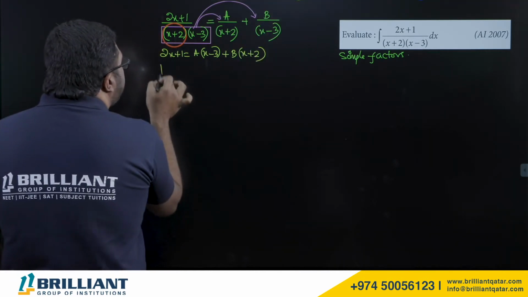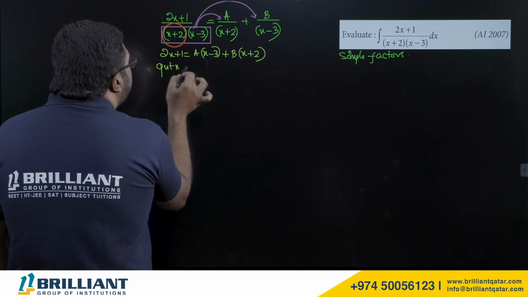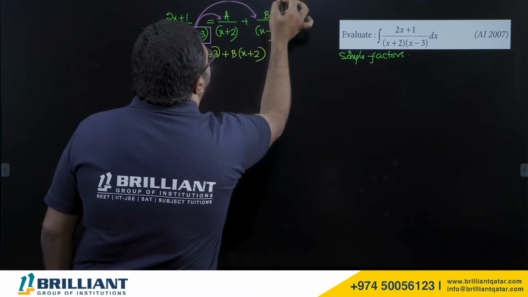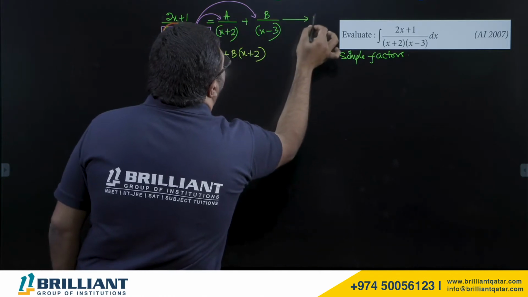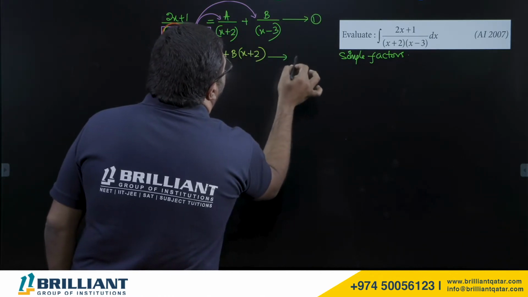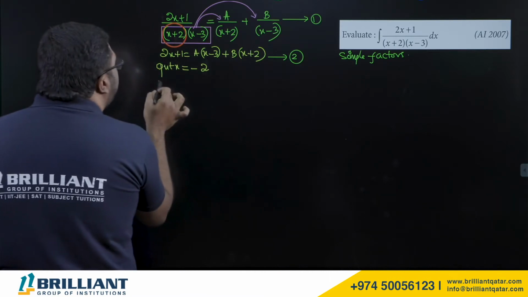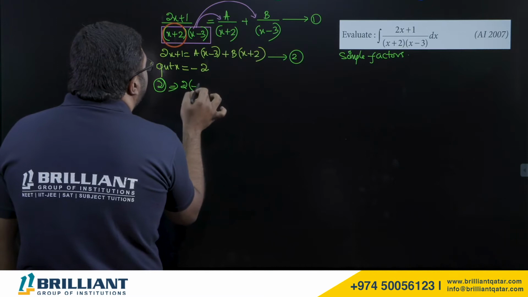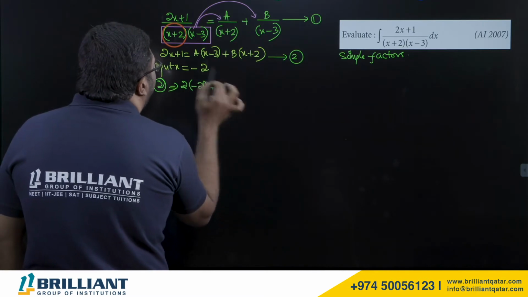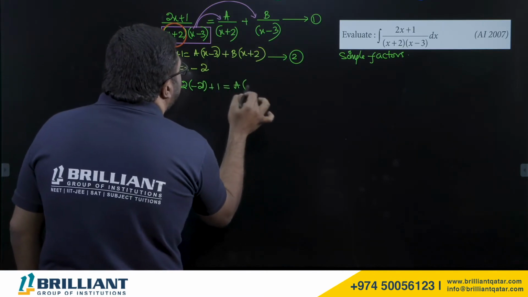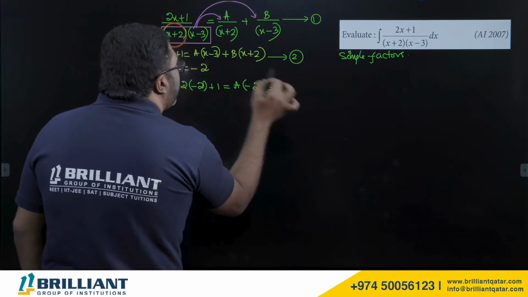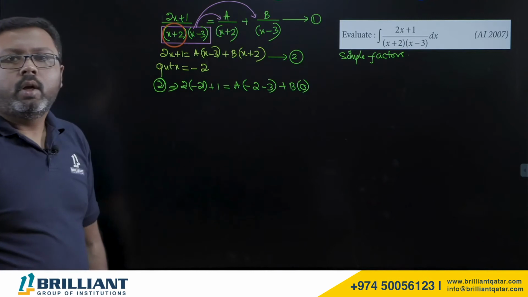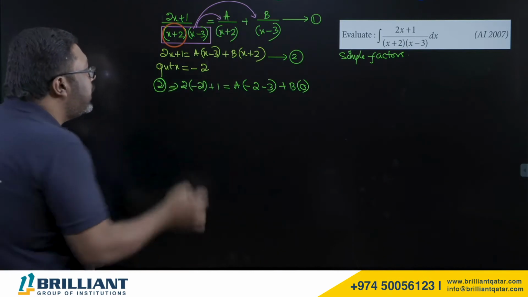So in the first case, I'll put x is equal to minus 2. I'm going to call this equation number 1, and this equation number 2. So equation number 2 implies 2 into minus 2 plus 1 is equal to a into minus 2 minus 3 plus b into 0. That is the beauty of this method. Once you substitute it, you can directly get a over here.